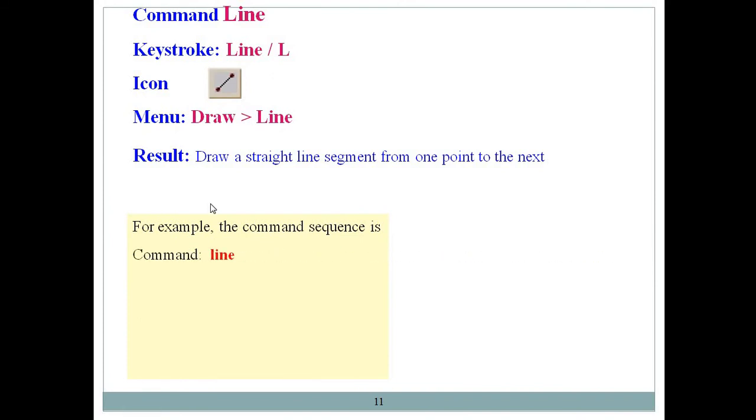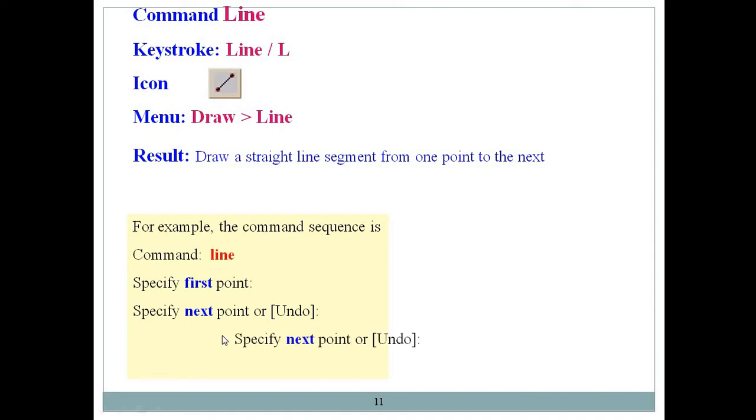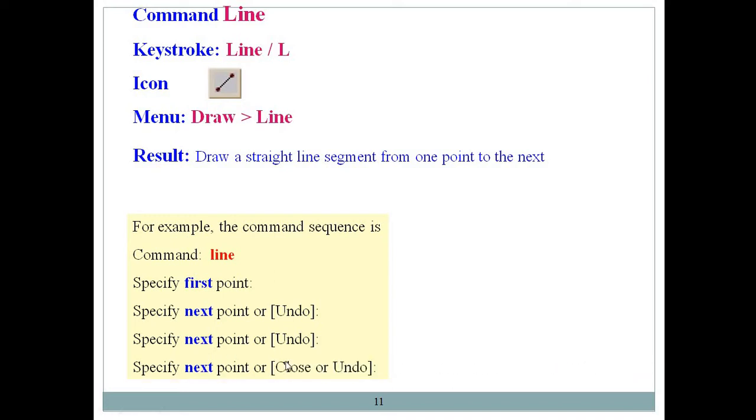For example, the command sequence is: command line, then specify first point, then specify next point, or we have to use another point, then specify another next point, and finally complete with close. This is the starting point, this is the end point, in which we have to use the first point and last point. Close means the end, or return the command. This is the command sequence using the command line in AutoCAD.